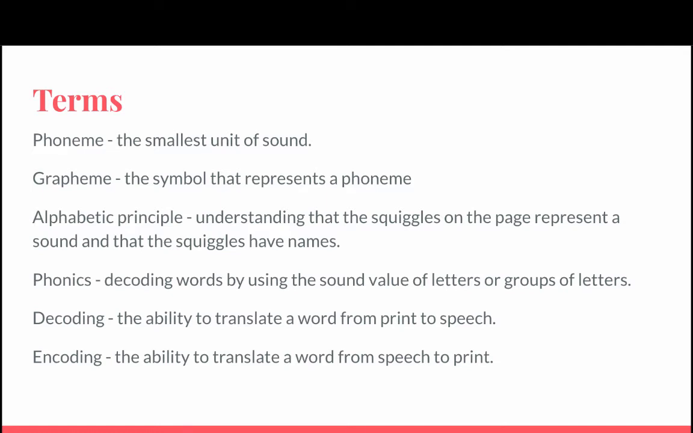Here are some terms that you need to be familiar with. A phoneme is the smallest unit of sound. A grapheme is the symbol that represents a phoneme. The alphabetic principle is the understanding that the squiggles on the page represent a sound and that the squiggles have names. Phonics is decoding words using the sound value of letters or groups of letters. Decoding is the ability to translate a word from print to speech. Encoding is the ability to translate a word from speech to print.